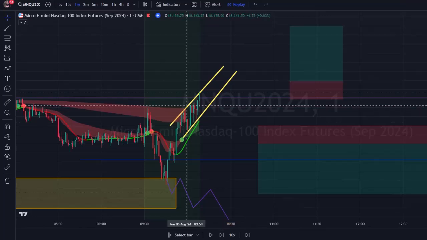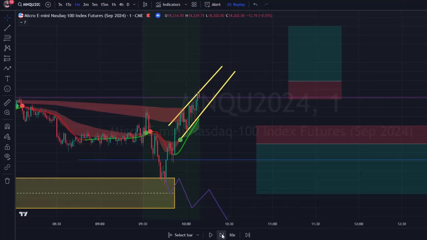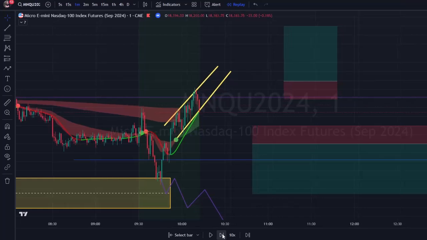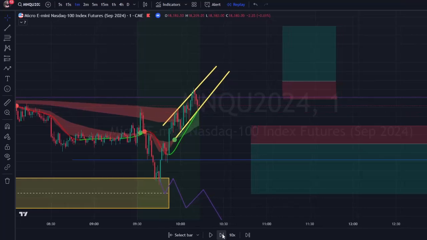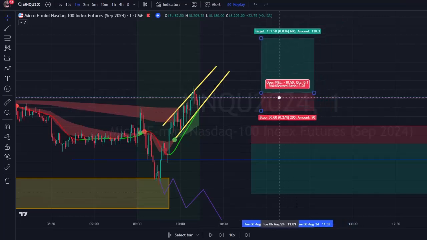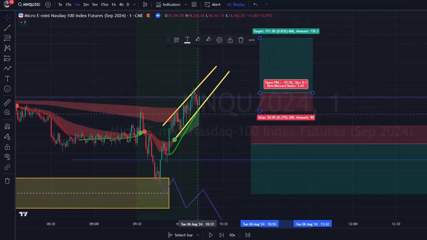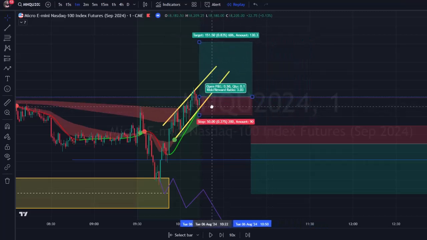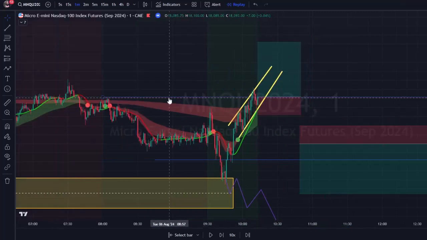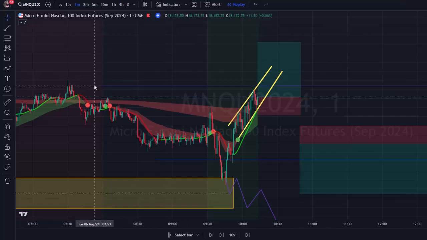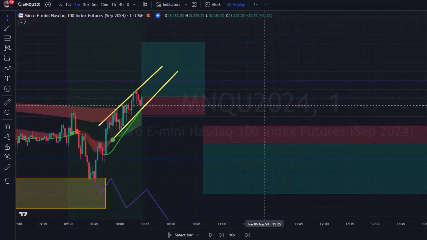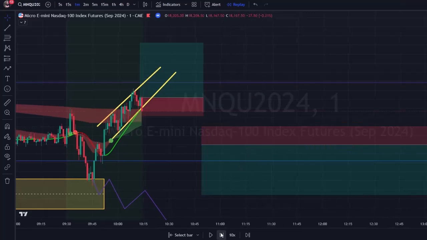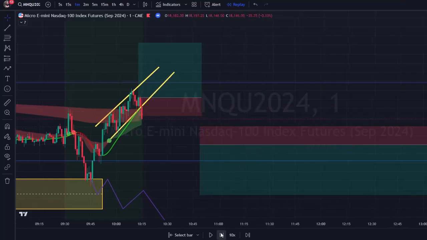So now we've come up. It looks like we're breaking that channel. Let's see what happens here. Reject it. Now this is where a lot of people, again, we broke that channel. We've tested this green indicator again. Could potentially get in here, because we broke this high. Now we've got to see if it's going to break this high, right? Could potentially get in here. Let's see what happens. And out.